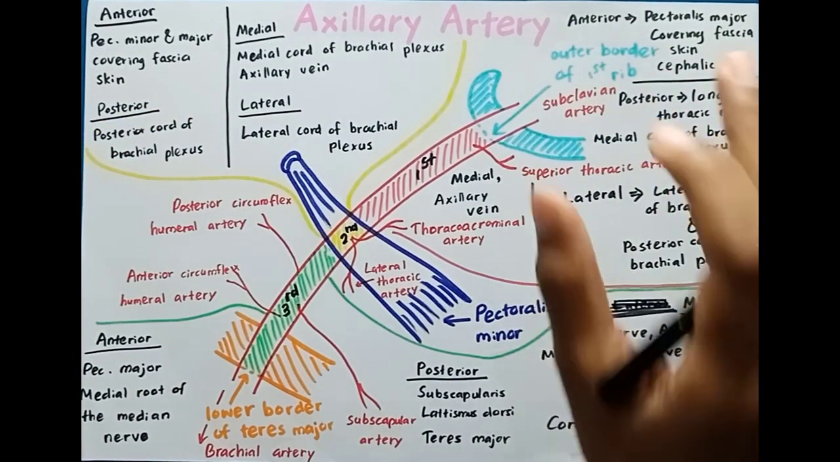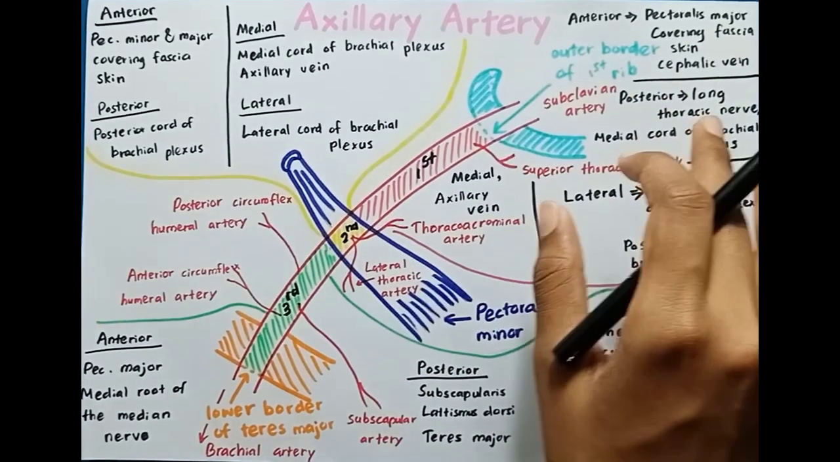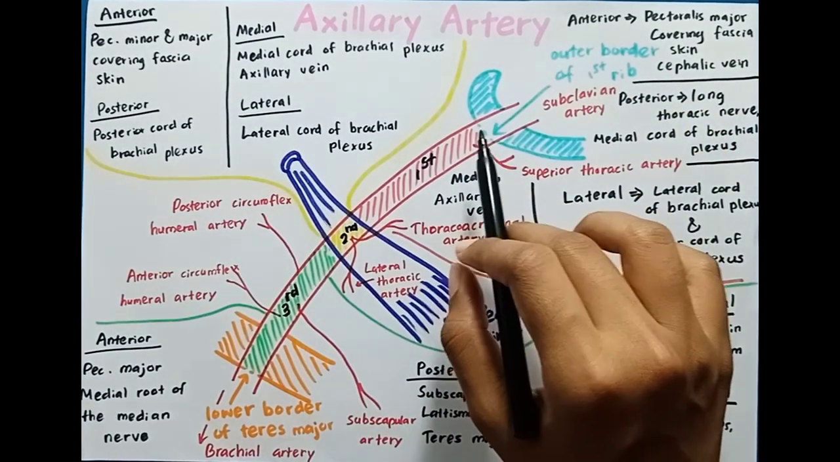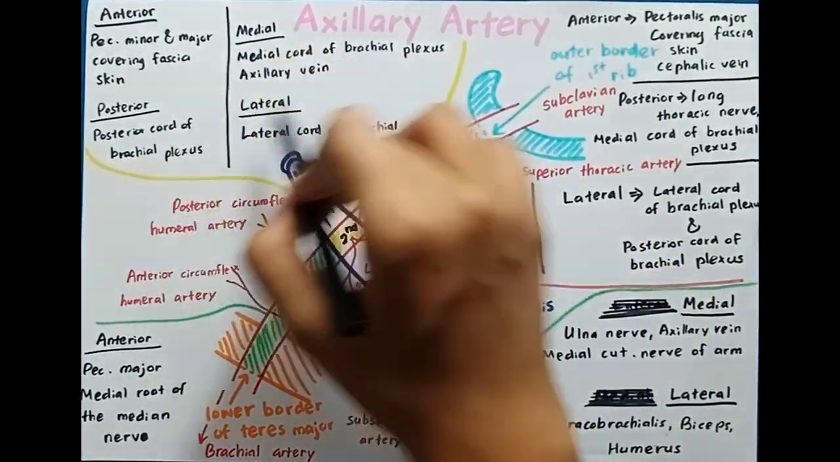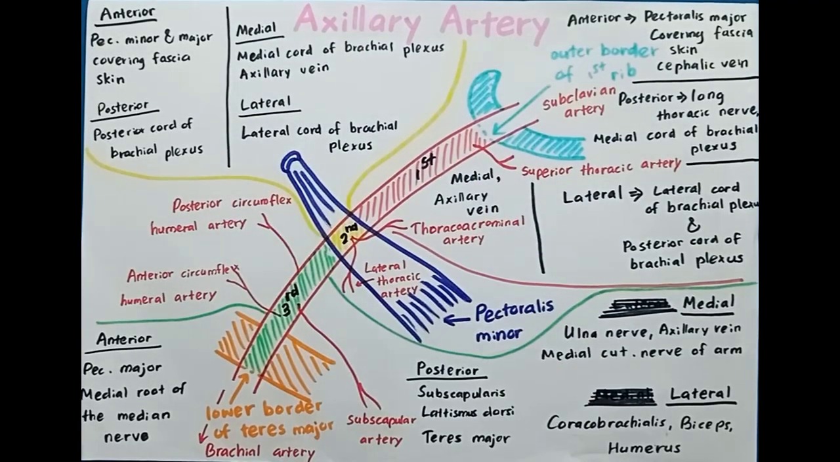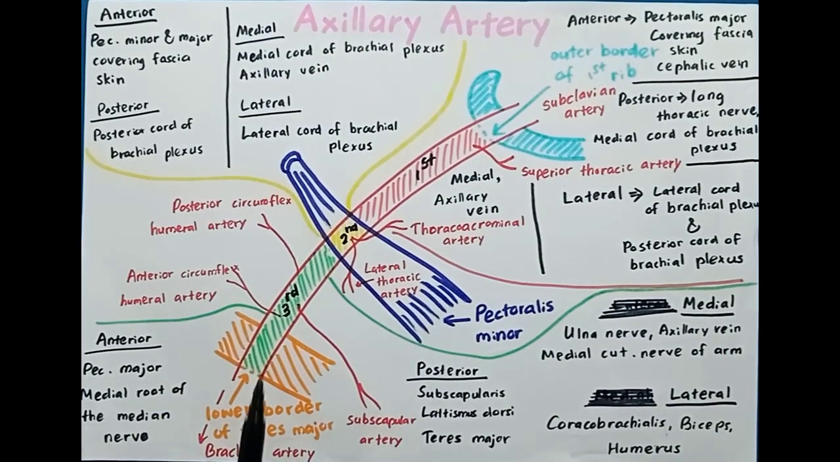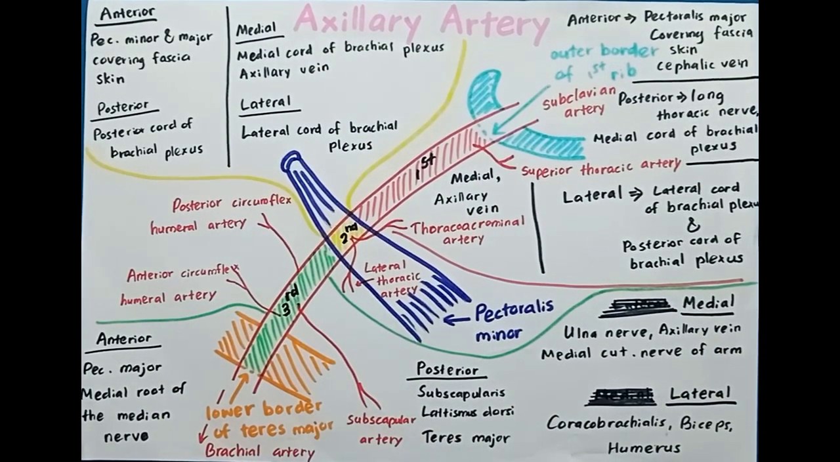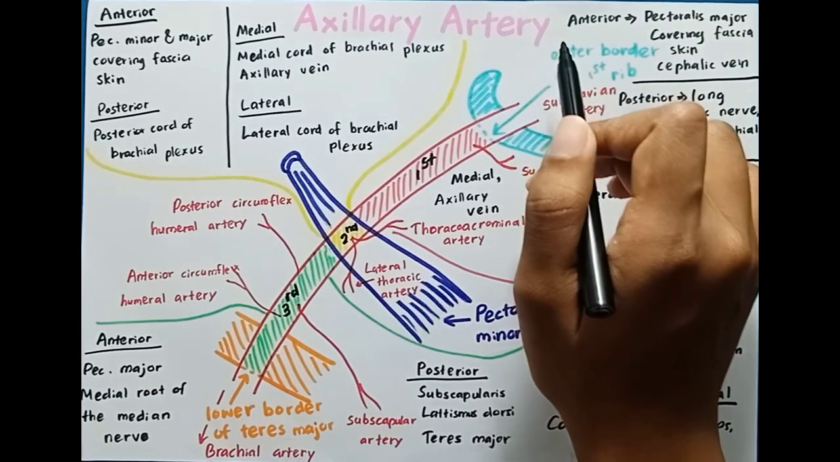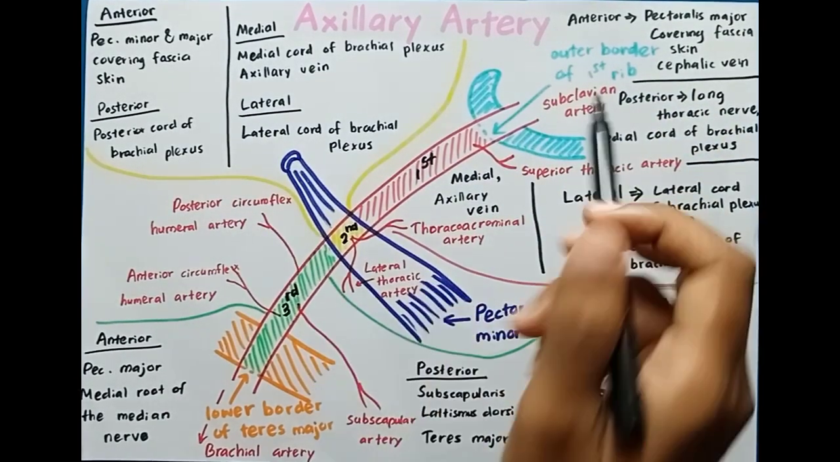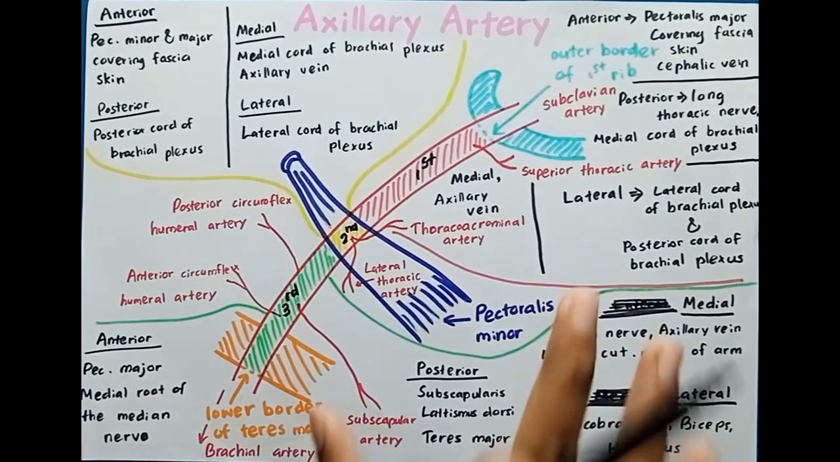From this part, you can see the relations of the first part, from here the relations of the second part, and from this part the relations of the third one. I think you could get a clear idea about the axillary artery, its branches and their relations.